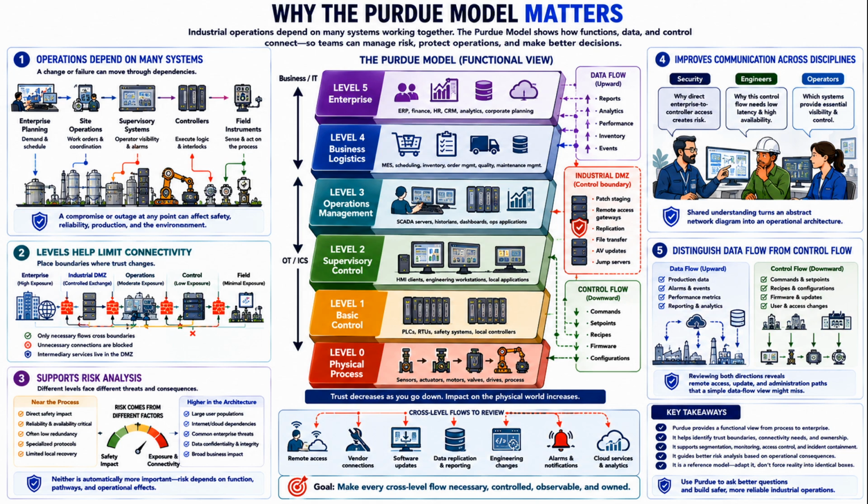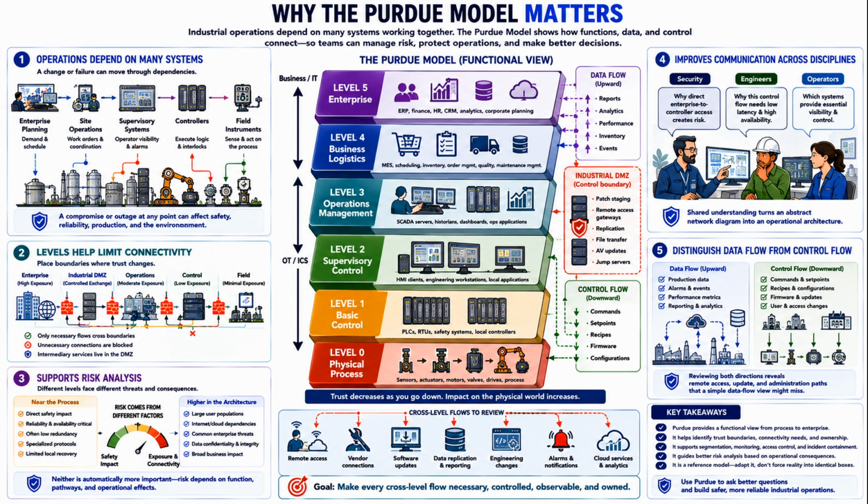The Purdue model matters because industrial operations depend on several kinds of systems working together. Enterprise planning may create a production schedule. Site operations translate that demand into work. Supervisory systems provide operator visibility, controllers execute logic, and field instruments interact with the process. A failure or compromise can move through these dependencies even when the systems belong to different teams.